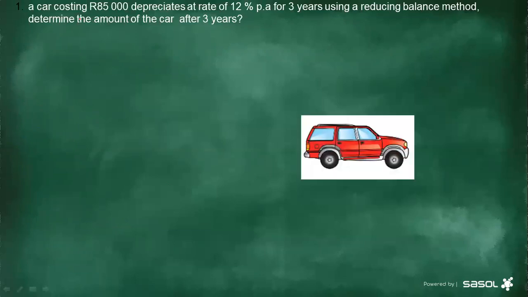A car costing 85,000 depreciates at the rate of 12% per annum for 3 years using the reducing balance method. Determine the amount of the car after 3 years. Let's see how we calculate that. You write the reducing balance method, you substitute the values, and after 3 years, this car will cost 57,925 rand and 12 cents.